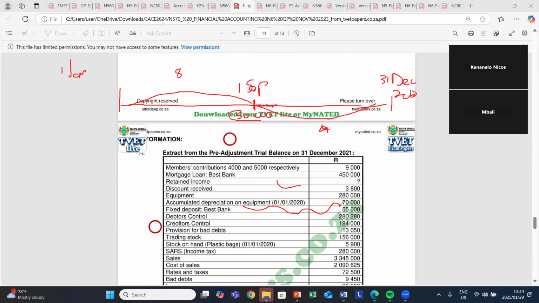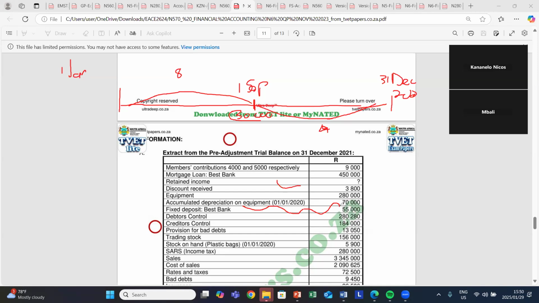I think one of the reasons they provided us with that transaction is to calculate the actual one. Maybe there's still an interest that is accrued. So what are we going to do here? We are going to calculate the interest on fixed deposit for the year, the total interest that was supposed to be recorded.